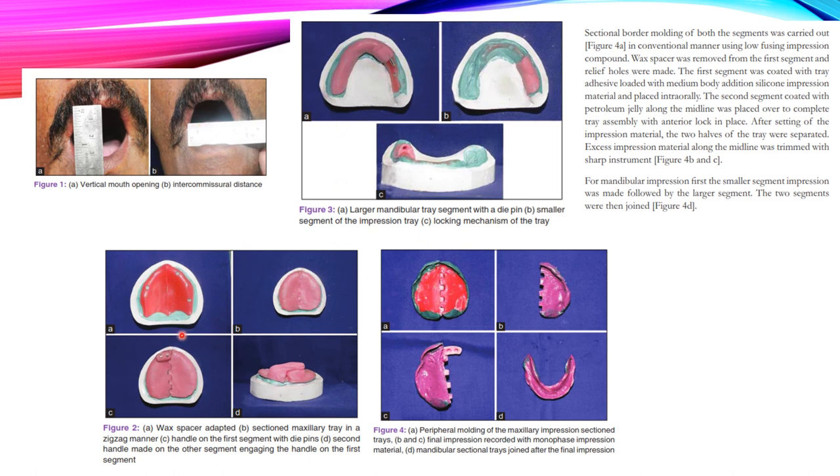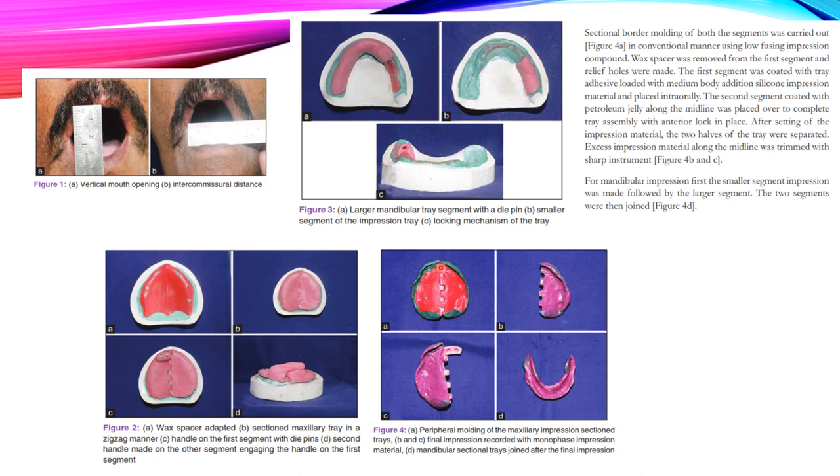Here a wax spacer is adapted. Section the maxillary tray in a zigzag manner. Here it is in a zigzag manner. A handle is made on the first segment with die pins. The second handle is made on the other segment, engaging the handle on the first segment. And here it is the larger mandibular tray segment with a die pin, and the smaller segment of the impression tray. Here it is the locking mechanism of the tray.